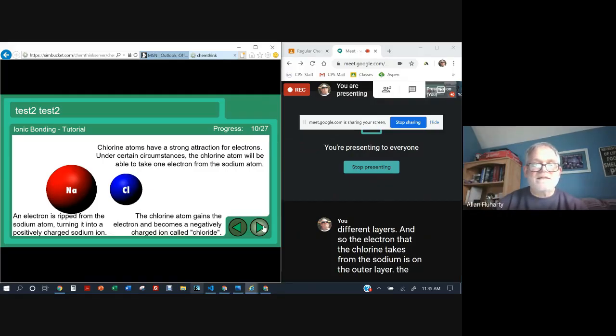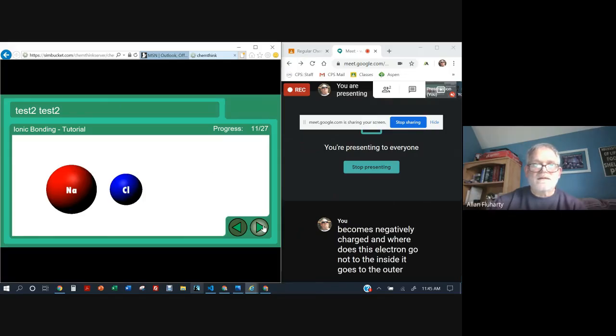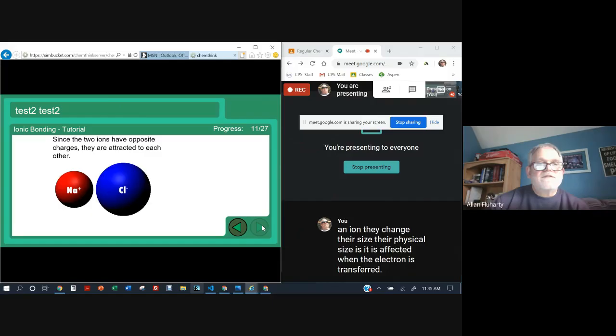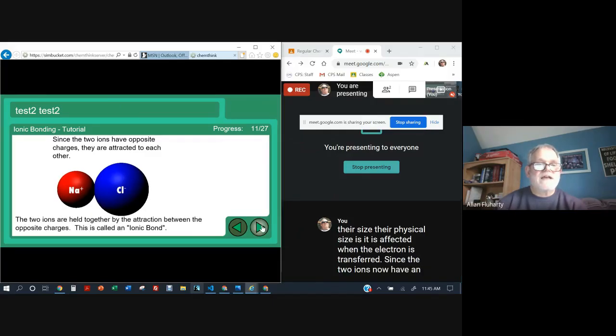The chlorine atom gains the electron and becomes negatively charged. And where does this electron go? Not to the inside, it goes to the outer layer. There it goes. Also, notice how when they become an ion, their physical size is affected when the electron is transferred. Since the two ions now have an opposite charge, they attract each other. The ions are held together by the attraction between the opposite charges, and this is called an ionic bond.